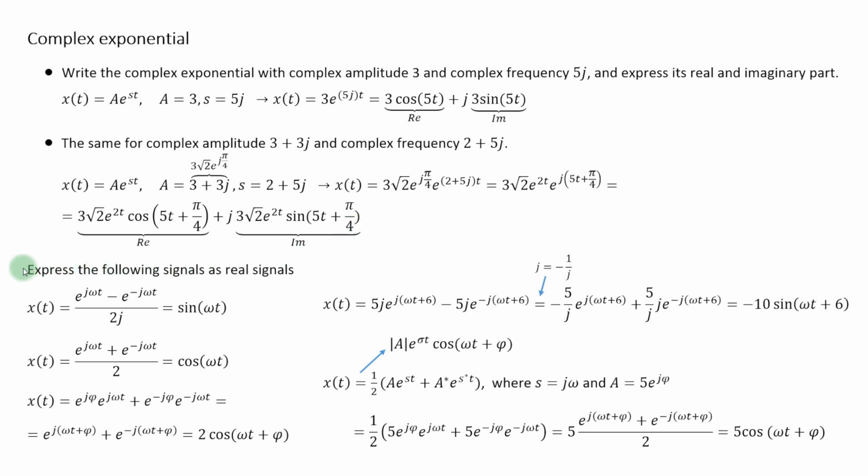Now here I have another type of problems. I have some expressions with complex exponentials and I want to express them as real signals. So first, I have this signal, which is the difference between these two complex exponentials. And from the lecture, you should be able to identify that this you can write as a real signal sine of omega t. Another example, here I have this signal, which is the sum of these two complex exponentials. And again, from the lecture, you should be able to identify that this sum is equal to a real function, the cosine of omega t.